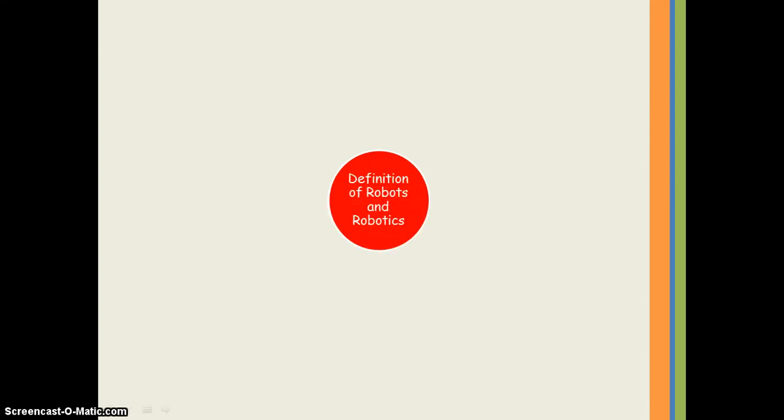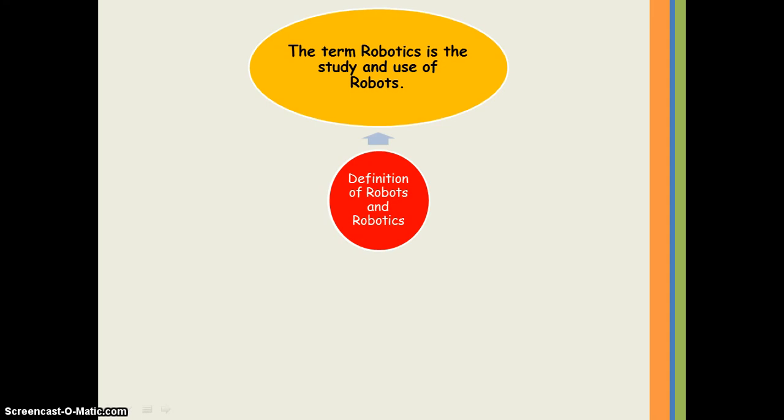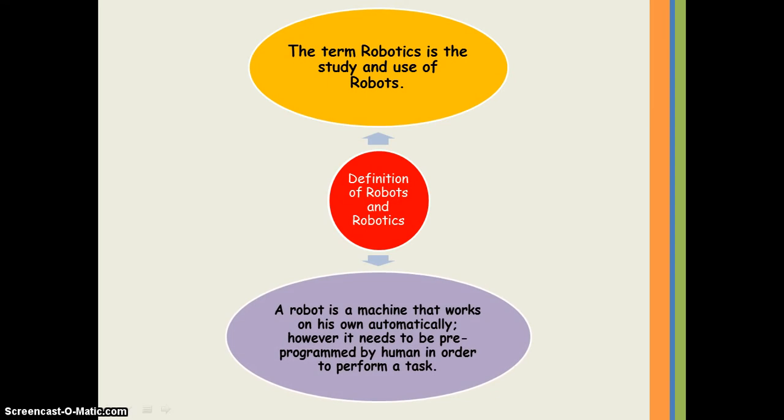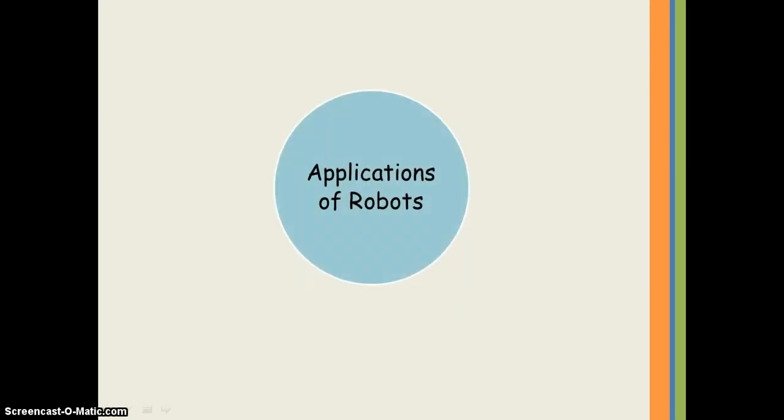Let's quickly have a recap. The term robotics, you will remember, is the study and use of robots. What then is a robot? A robot is a machine that works on its own automatically. However, it needs to be pre-programmed by human in order to perform a task.